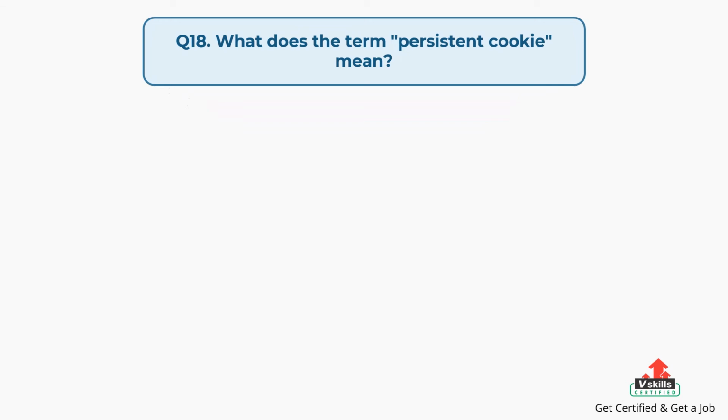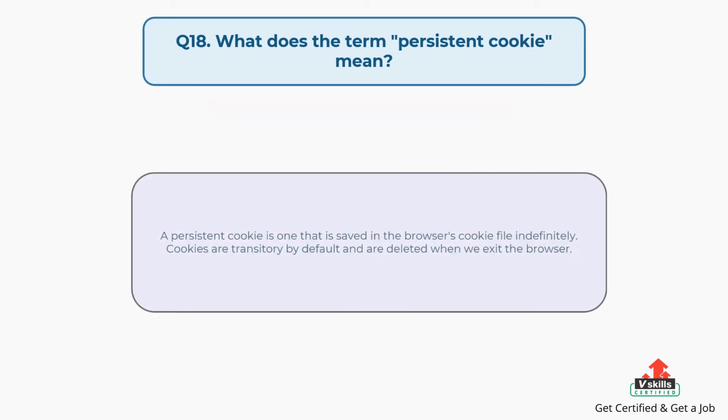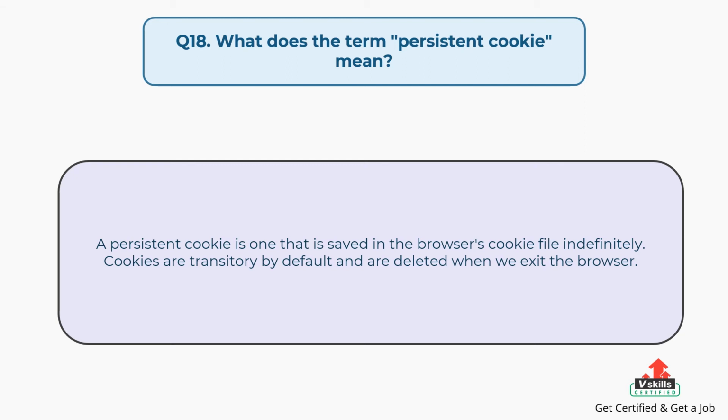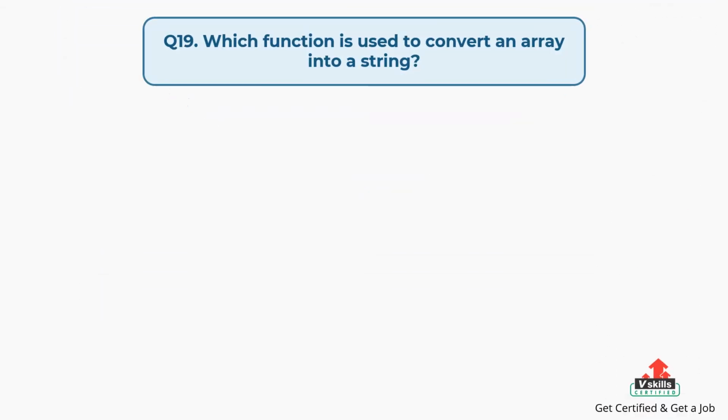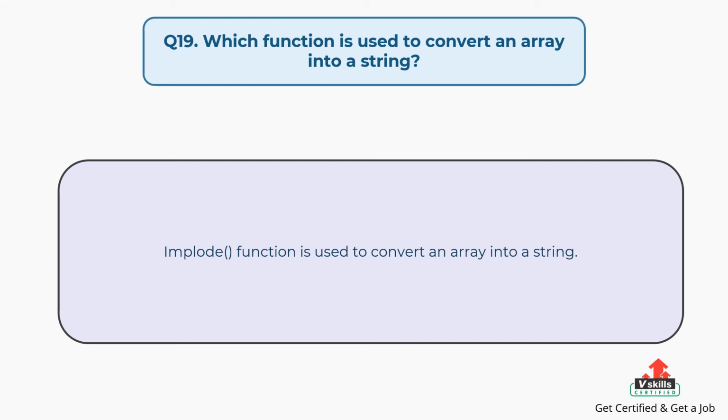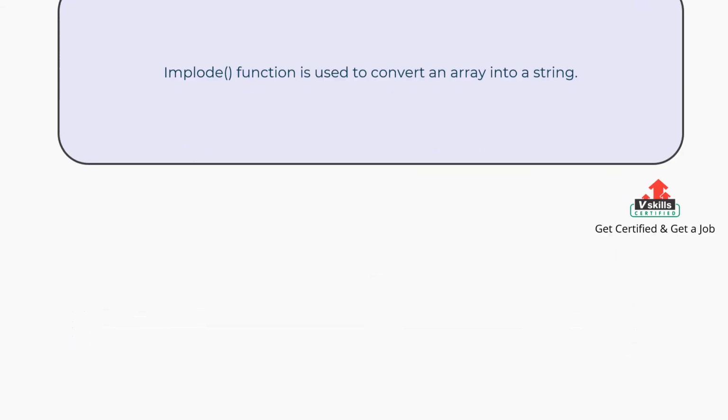Question number 18. What does the term persistent cookie mean? The answer is, a persistent cookie is one that is saved in the browser's cookie file indefinitely. Cookies are transitory by default and are deleted when we exit the browser. Question number 19. Which function is used to convert an array into a string? The answer is, implode function is used to convert an array into a string.